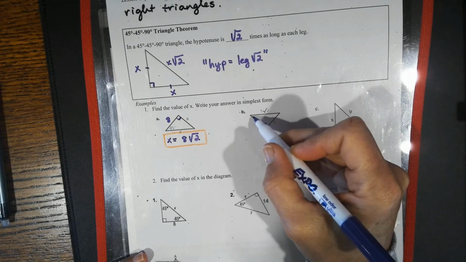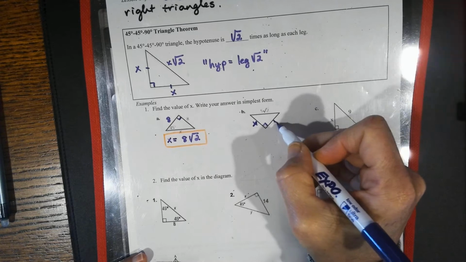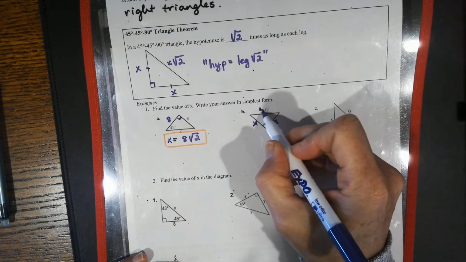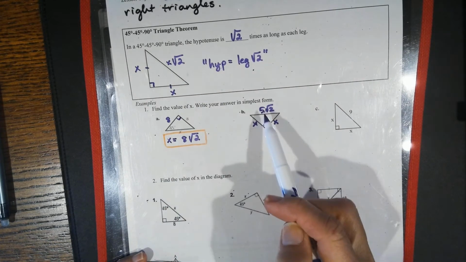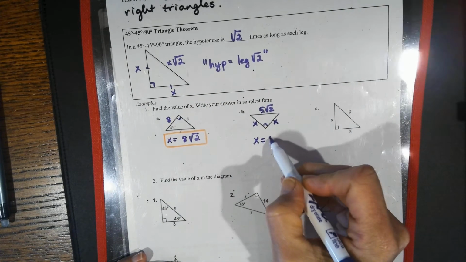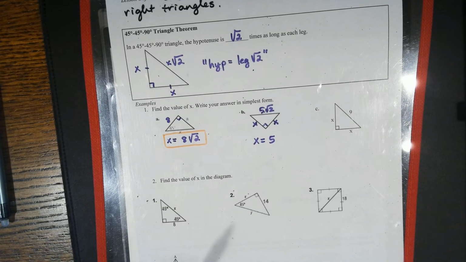Here's b. This side is x, this side is x, so those are our legs. And this says 5 root 2. Because this is x root 2, that means that here x is 5. It's just the number in front of the root 2.